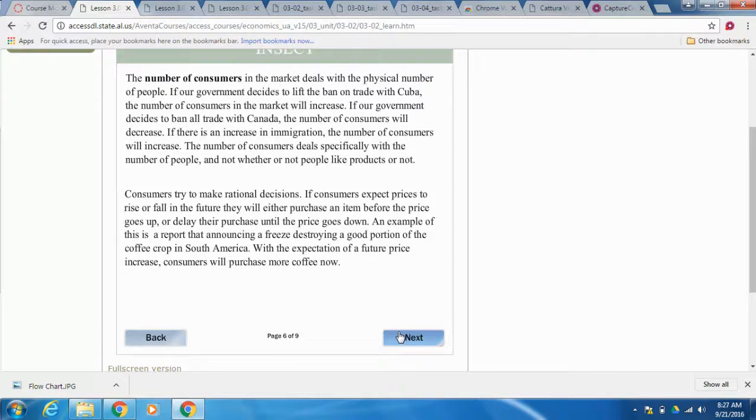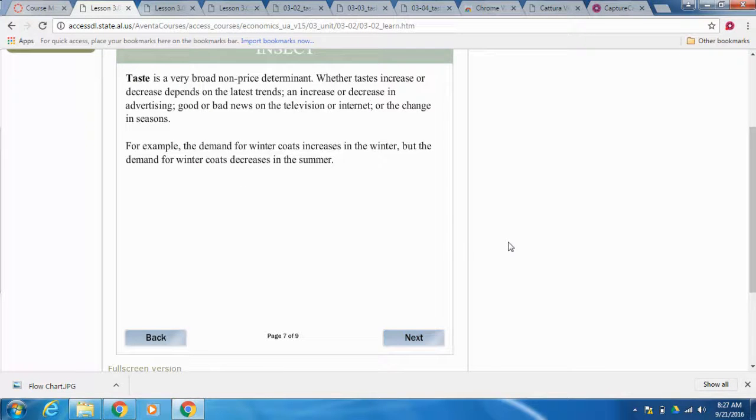The number of consumers in a market also determines the demand. If there are more consumers, the demand is higher. If there are fewer, the demand is lower. And then change in taste also determines demand. Taste can be based on the season. For example, you're not going to buy a winter coat in the summer. It can be based on advertising, latest trends. If Kim Kardashian is drinking some kind of diet drink, then the demand for that diet drink is probably going to go up because Kim Kardashian is a popular person in our society, unfortunately.